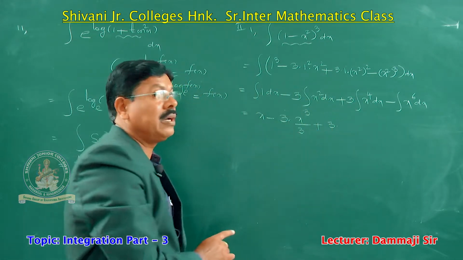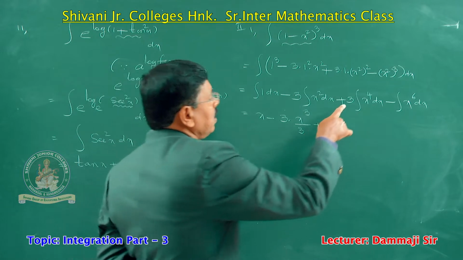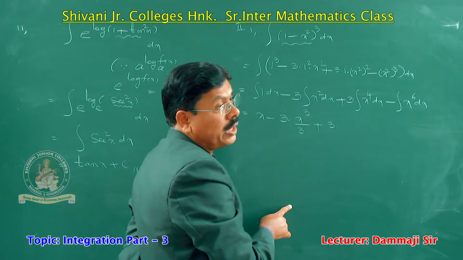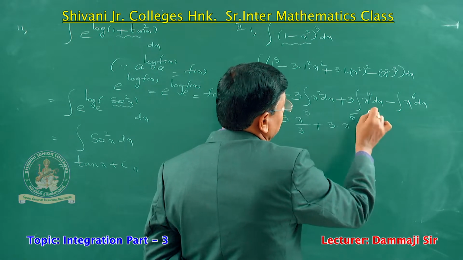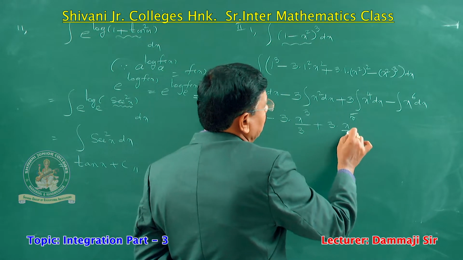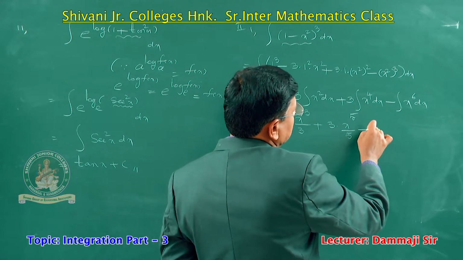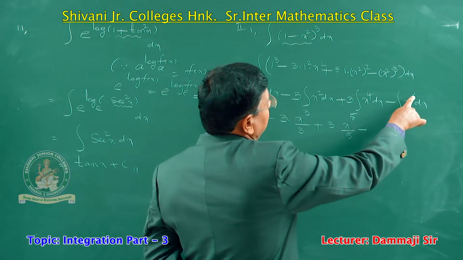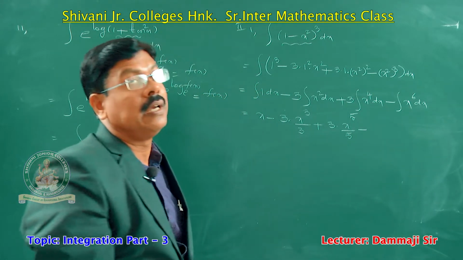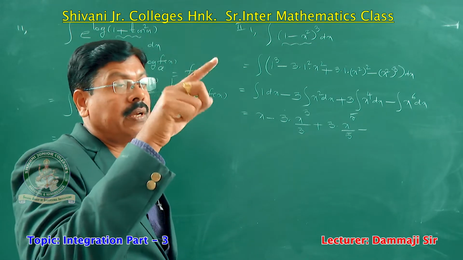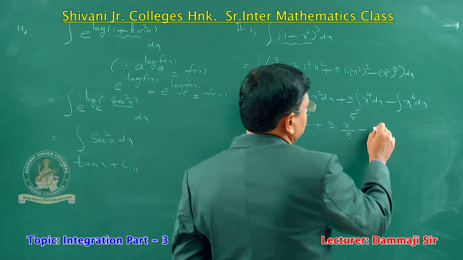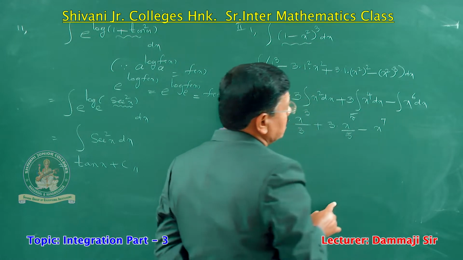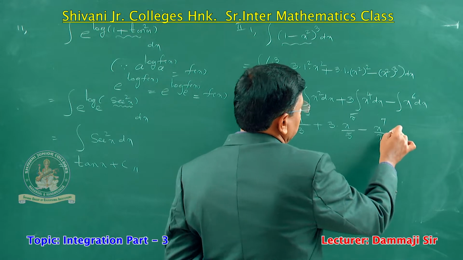What about the third term? Also the same formula, x power n, in place of n we have 4. 4 plus 1, what about the result? 5. Write it as x power 5, and in the denominator also 5. Minus, same sign, in place of n equal to 6. Again just recall the formula in mind: x power n plus 1. x power 6 plus 1, result is 7, so x power 7 by 7 plus c.